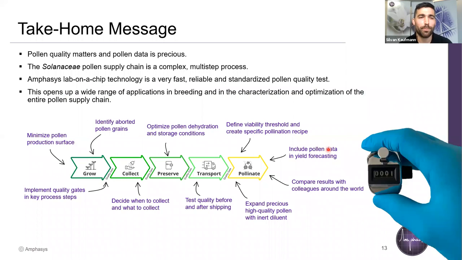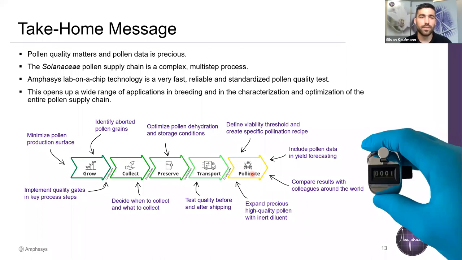So to wrap up, in my opinion, pollen quality matters and pollen data is valuable, it's precious. The Solanaceae pollen supply chain is a relatively complex process, as you can see here, involving many steps. And I see a big value in understanding, characterizing and optimizing such a process. Amphasys technology is, first of all, a standardized pollen quality test, and it's also fast and reliable.